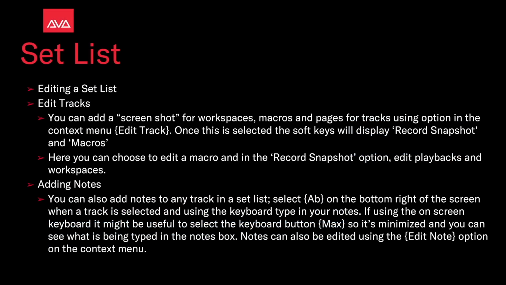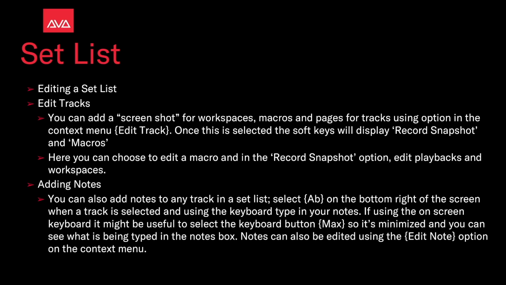So, about some of our other buttons in our context menu. Editing a set list, edit tracks. You can add a screenshot for workspaces, macros, and pages. For tracks, use the option in the context menu, edit track. Once you've selected the hotkeys, it will display record, snapshot, and macros. Here you can choose to edit a macro in the record snapshot option or edit playbacks and workspaces.